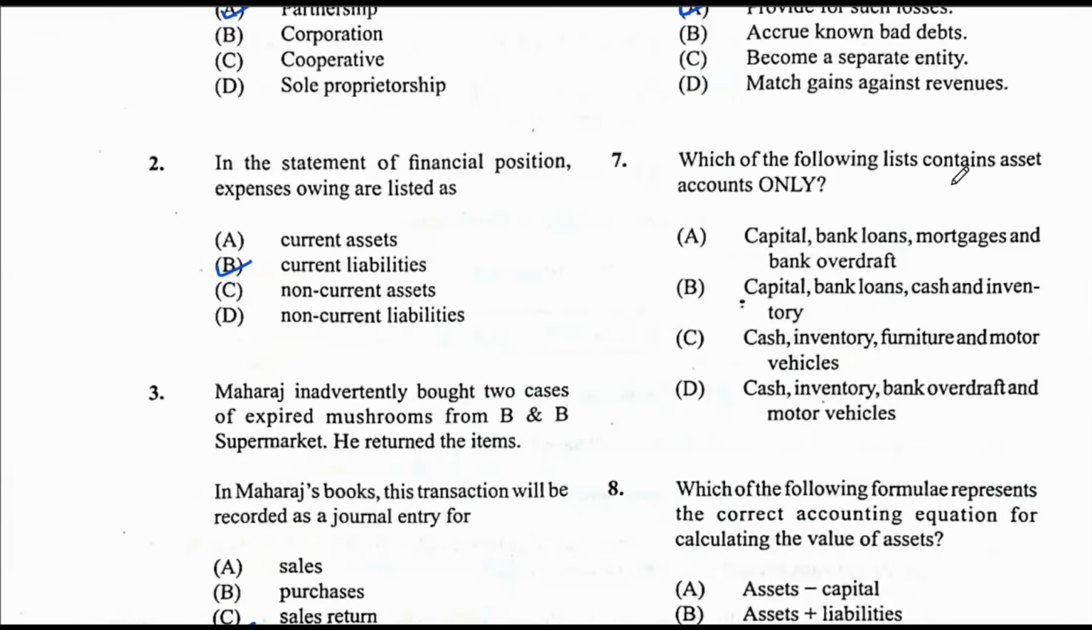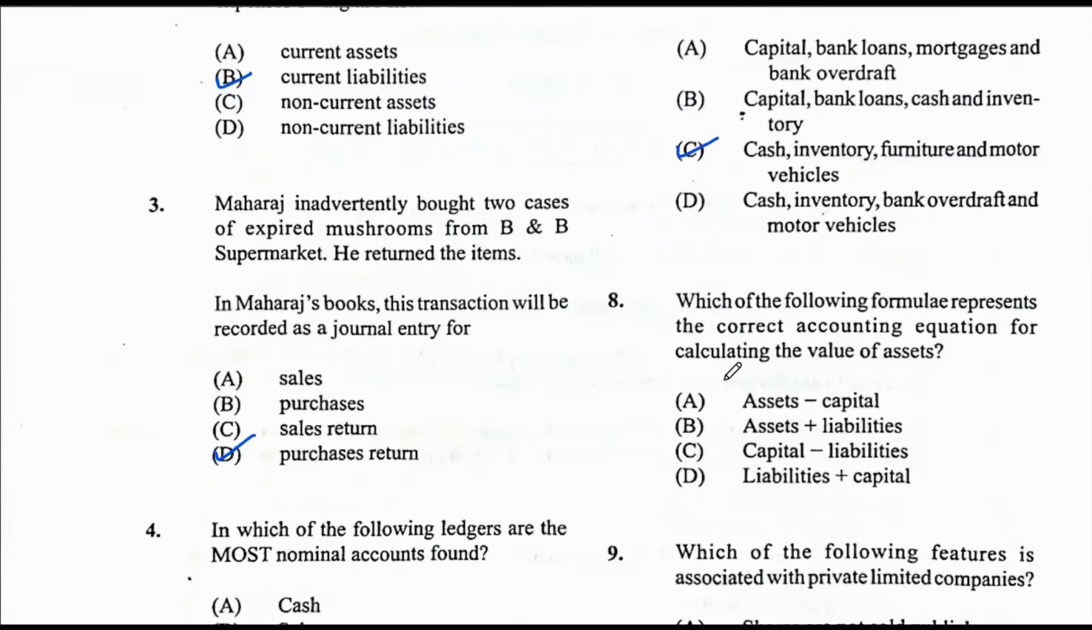Question 7. Which of the following list contains asset accounts only? Right, so assets are things that the business owns. Assets will include C, guys, cash, inventory, furniture, and motor vehicles. They are made up of fixed and current assets. C.